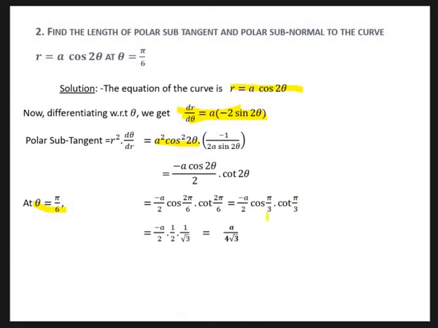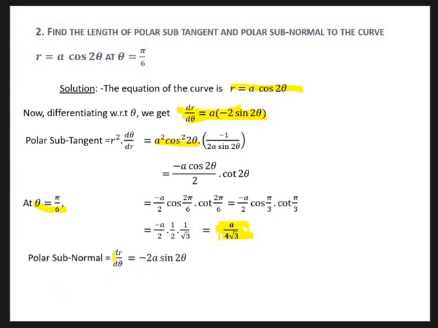Now the values of cos 5 by 3 and cot 5 by 3 are half and 1 by root 3. So by substituting those values here, we get minus a by 2 into half into 1 by root 3, which is equal to a by 4 root 3. This is the required polar subtangent. Now let us find out polar subnormal for the same curve.